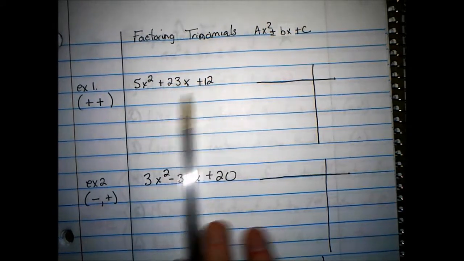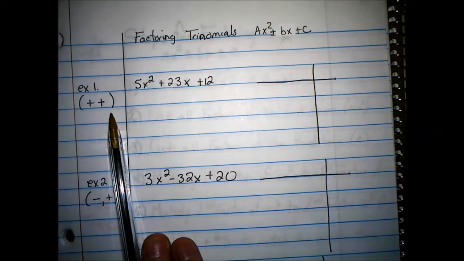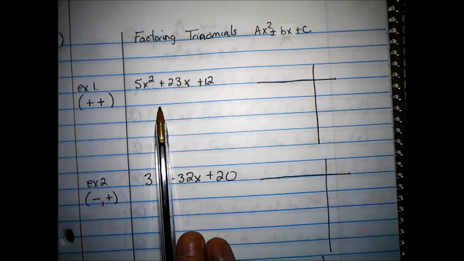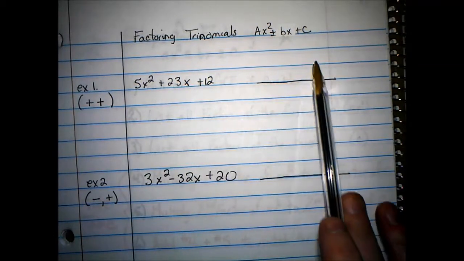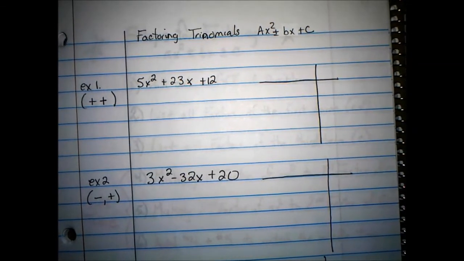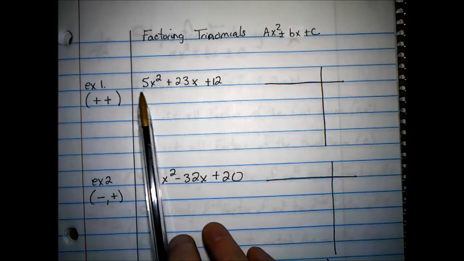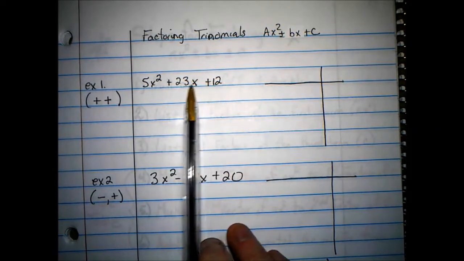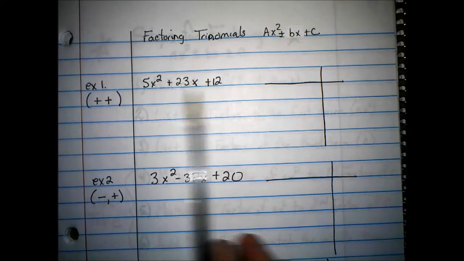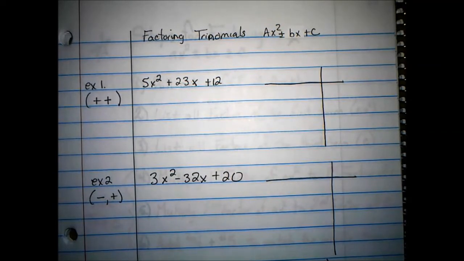Here's our first example. Both signs are pluses. Make sure that we're factoring these. Notice I drew a table here on the side for this one. Our first step is check, is there a GCF? If I look at this, they don't all have an x, so it's clear, and 5 is prime, so we don't have to do anything to that one.